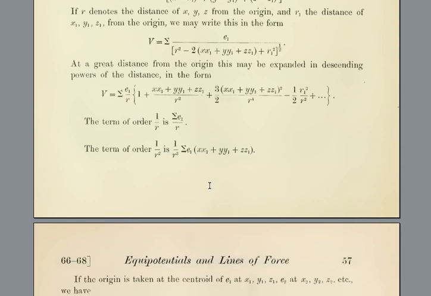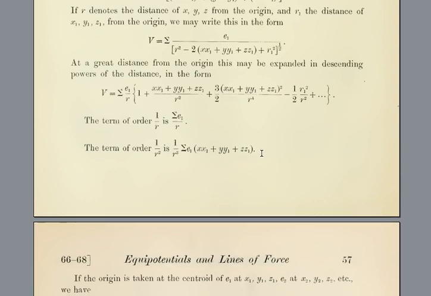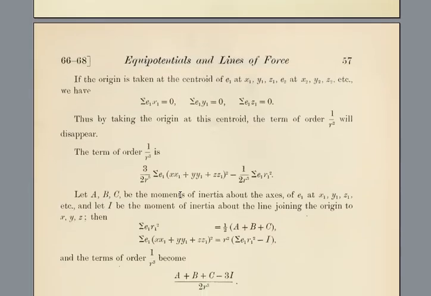The term of order 1 divided by r squared is the sum of the charge times its respective coordinate positions multiplied by the corresponding coordinate components x, y, and z. If the origin is taken at the centroid of the charges at x sub i, y sub i, z sub i, so that the summations of charge times x sub i, charge times y sub i, and charge times z sub i are all 0, then by choosing the centroid as the origin, the term of order 1 divided by r squared disappears.